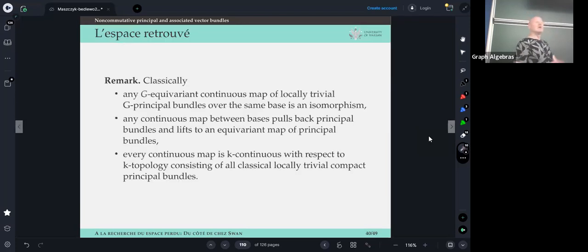And what we get, first of all, on the classical level, any G-equivariant continuous map of locally trivial G principal bundles over the same base is an isomorphism. Second, any continuous map between bases pulls back principal bundles and leads to an equivariant map of principal bundles. So it creates this kind of Cartesian square. And finally, every continuous map is K-continuous with respect to K topology consisting of all classical locally trivial compact principal bundles. So in the classical situation, we lose nothing. We are adding nothing. We reproduce classical topology.